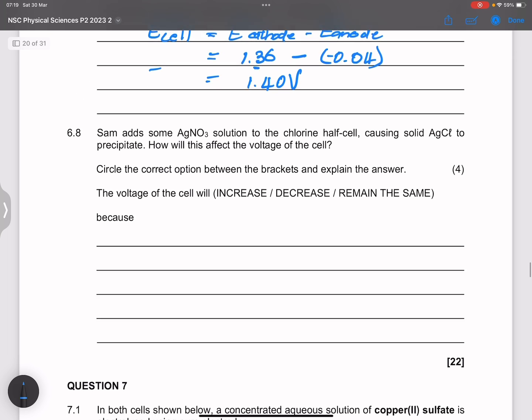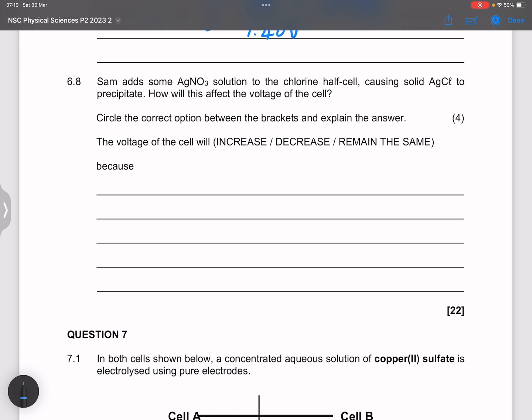Now they say to us, someone adds silver nitrate solution to the chlorine half cell, causing solid silver chloride precipitate. How will this affect the voltage? Circle the correct option between the brackets and explain the answer. Now note, ladies and gents, if I'm going to form precipitates, remember these are not soluble. So what should happen in that particular cell? Our voltage in this case should actually increase.